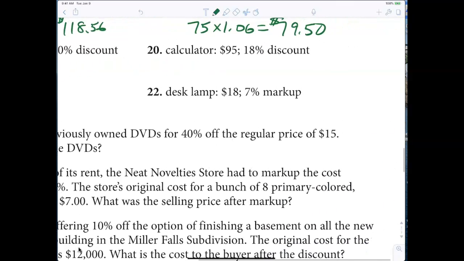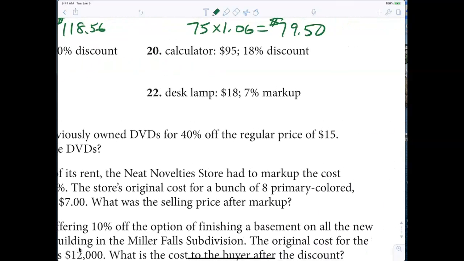Number 20. Who did I skip? I skipped you? All right, go. So it calculates with 95 times 1.18. Point what? 1.18. You're killing me. No. 1 point... Well, if it was a markup, yes, it would be 1.18, but it's not a markup. It's a discount. So if you discounted 18%, what would you be multiplying by?